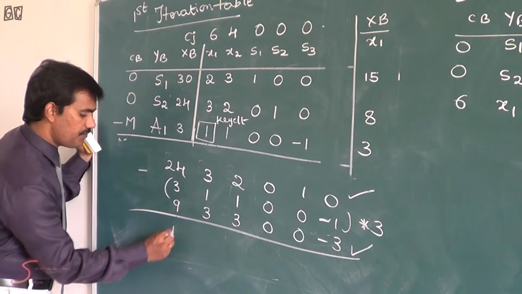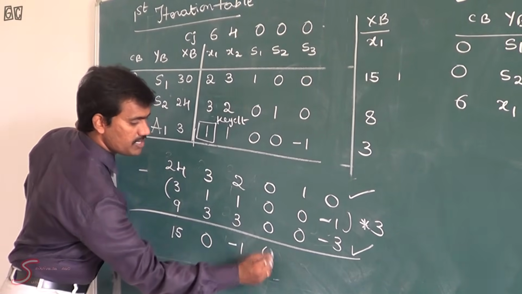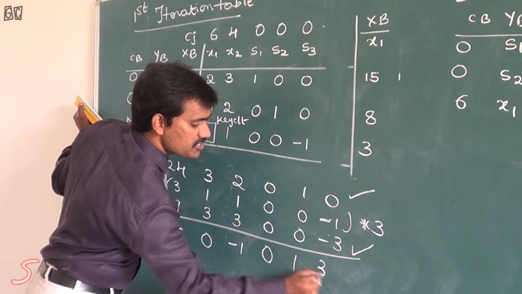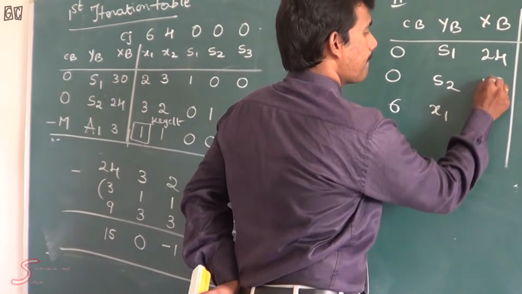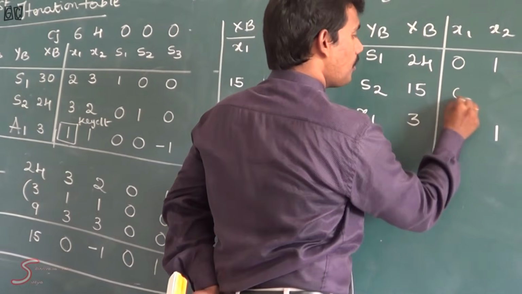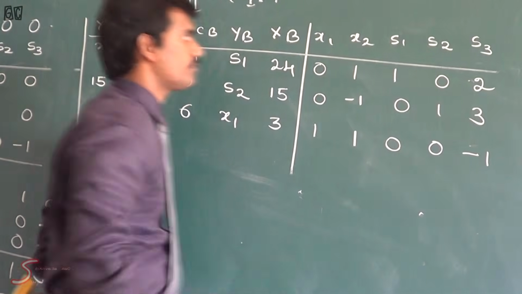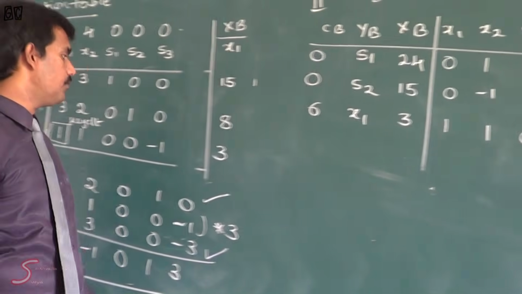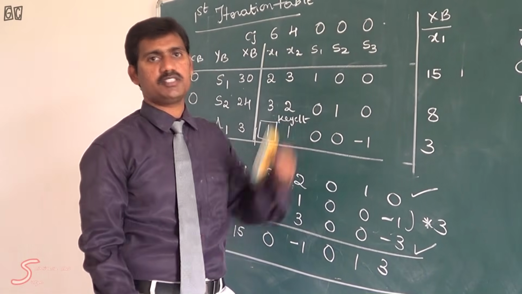24 minus 9 is 15, 3 minus 3 is 0, 2 minus 3 is minus 1, 0 minus 0 is 0, 1 minus 0 is 1, 0 minus minus 3 is plus 3. Now we write this entire row, that is 15, 0, minus 1, 0, 1, 3. So obviously we made this key element 1 and all the other elements 0.